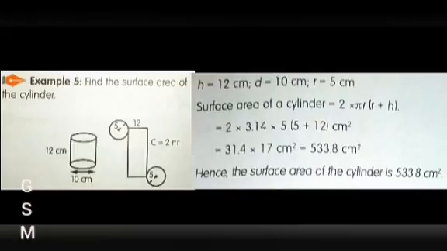Example, find the surface area of the cylinder. The given height equals 12 cm and d equals 10 cm, so r equals 5 cm. Surface area of the cylinder equals 2 into pi r into (r plus h), which is 31.4 into 17 cm squared, which is equal to 533.8 cm squared. Hence, the surface area of the cylinder is 533.8 cm squared.